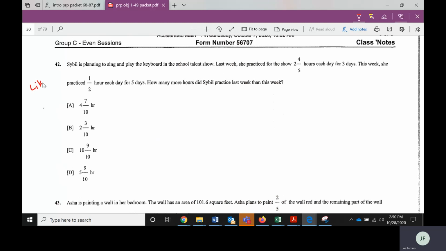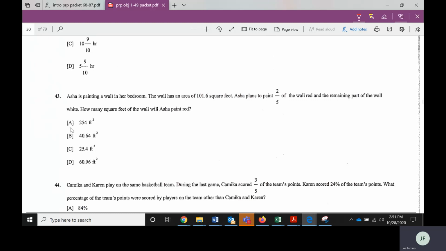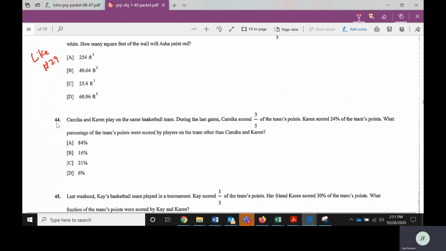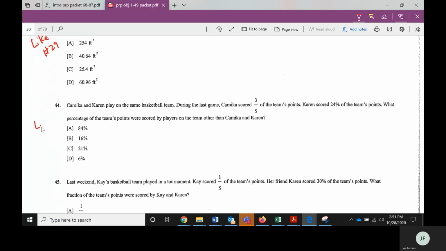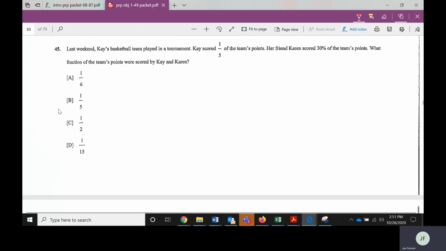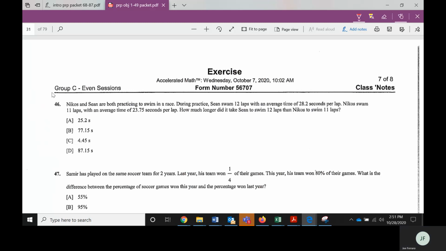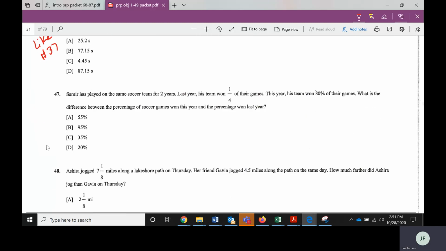So number 42 is going to be like number 31, except you're going to subtract, not add. So when you look back at that one, you'll know what I mean. 43. This is like number 29. 44. Is like number 26. 45 is like number 39. 46 like number 37. 47 is like 34.